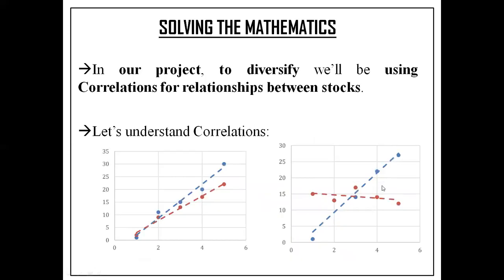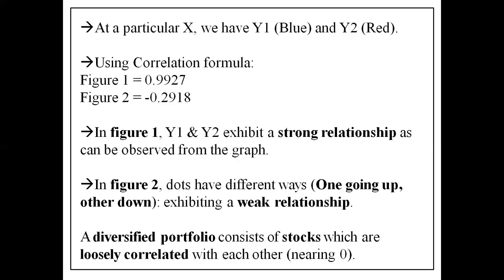And it can also be observed from both graphs. In figure 1, both the dots are moving together, exhibiting a stronger relationship between them. Whereas in figure 2, both the dots are moving in opposite directions. Well, that's what we needed: stocks which are loosely correlated with each other.